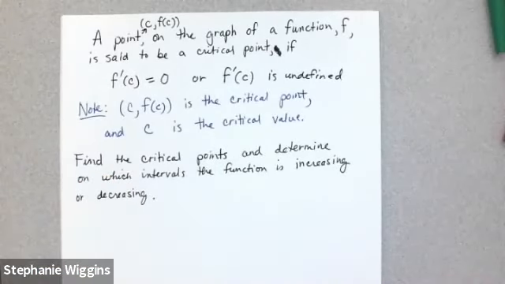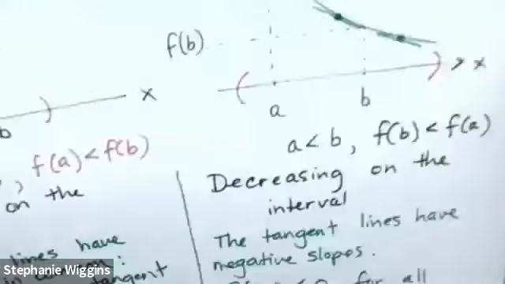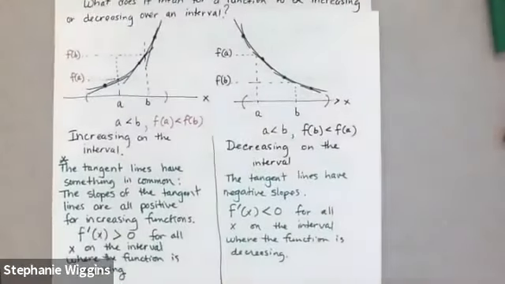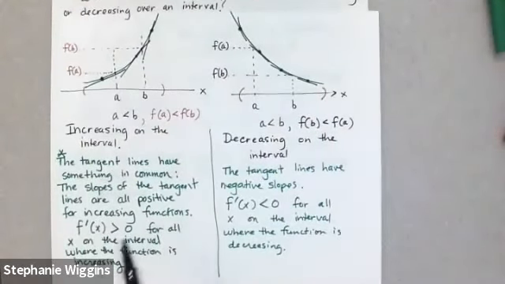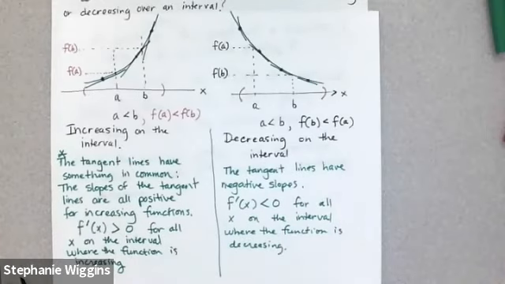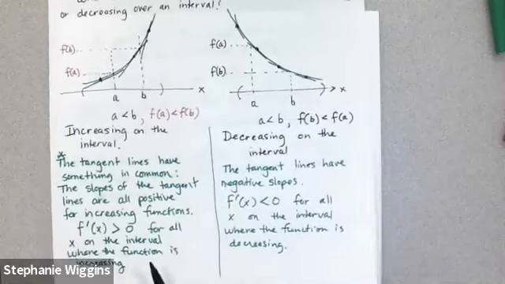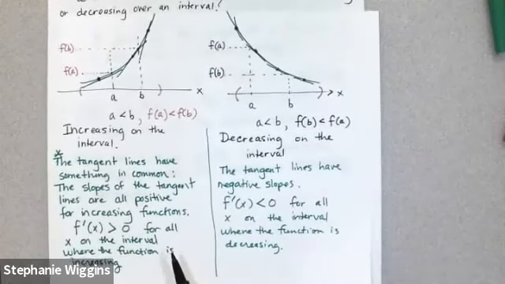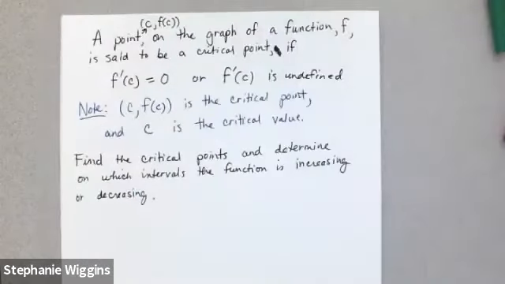Okay, and I just want to remind you back to the very first page when I started discussing this. Remember, for increasing functions, the derivative on the interval is greater than 0, and for decreasing functions, the derivative is less than 0. So it's really important. And then the critical points are where the derivative is either equal to 0 or undefined. So this is what we're going to be looking at.